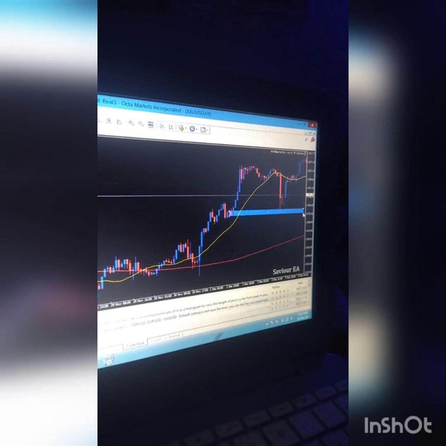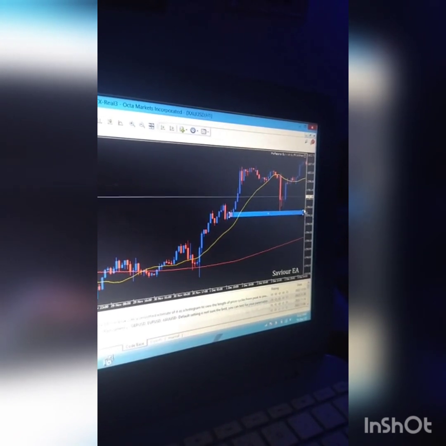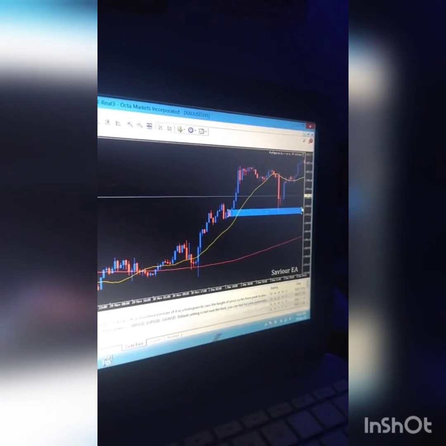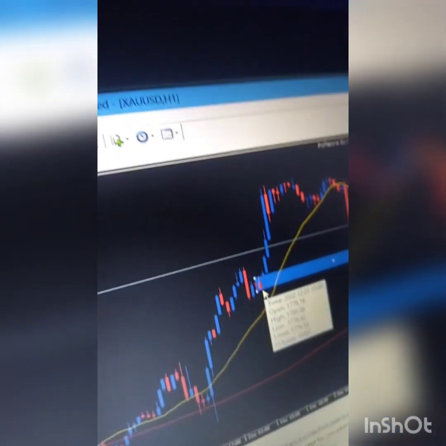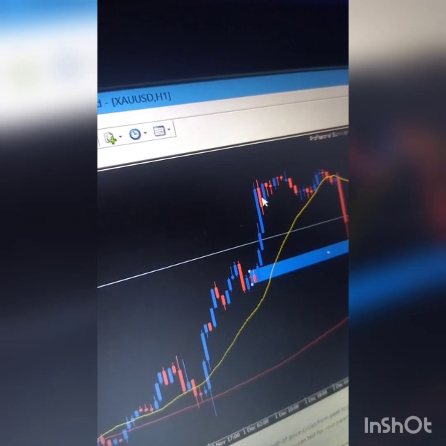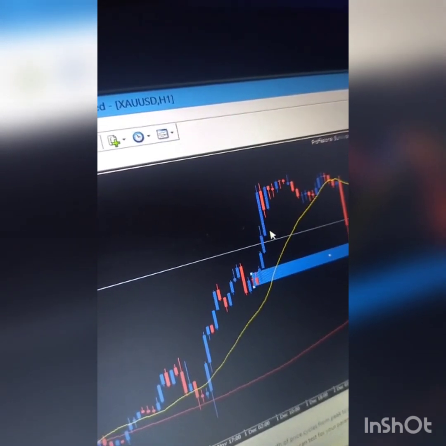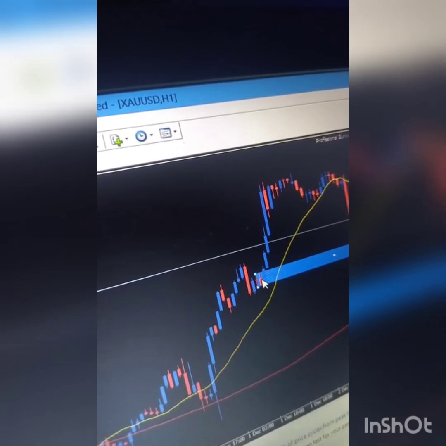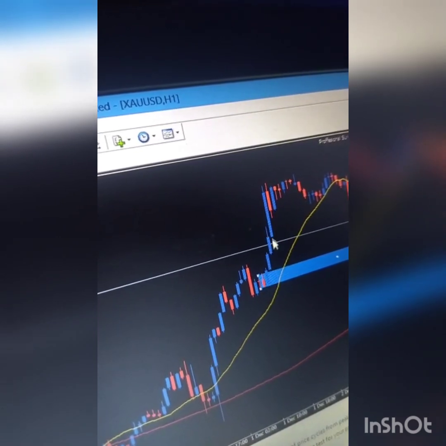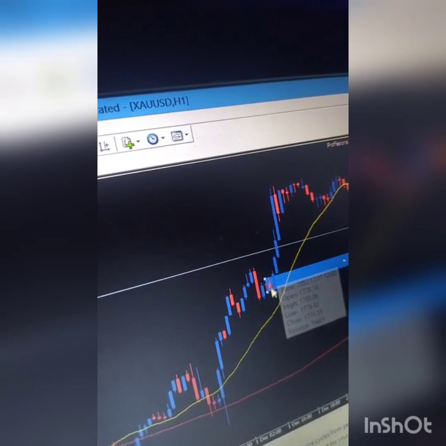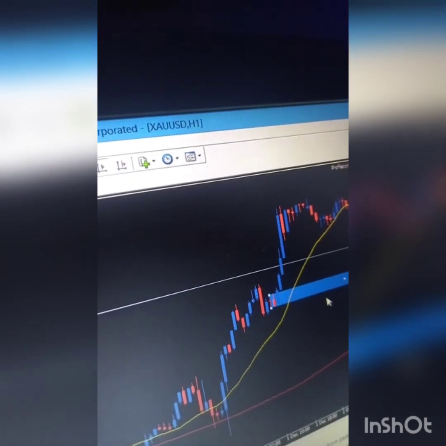I'll mark it out and draw it to the future. Then, if you see, this one is the 3 strong move, 3 strong move to the upside. Then you see this red one before this 3 strong move is what I will map out to the future.